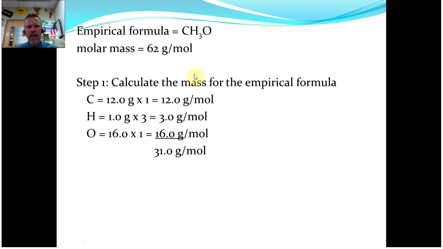Step 1 is to calculate the mass for the empirical formula. We want to find basically the molar mass for this empirical formula. It's got 1 carbon and 3 hydrogens and 1 oxygen. So if we do our standard basic molar mass calculation for 1 carbon, 3 hydrogens, and 1 oxygen, you get 31 grams per mole. We've done this many times, so it should be comfortable. Only this time, you're calculating this for the empirical formula that was given to us in the problem.